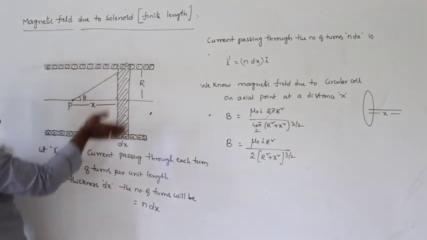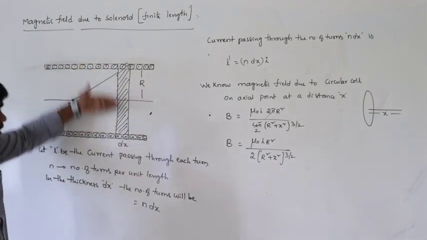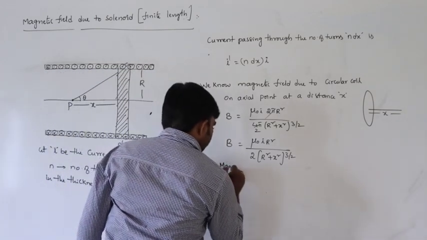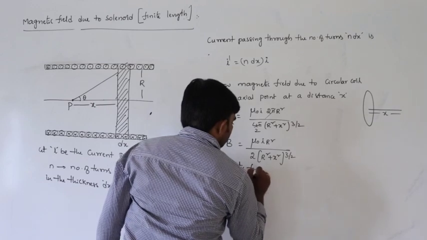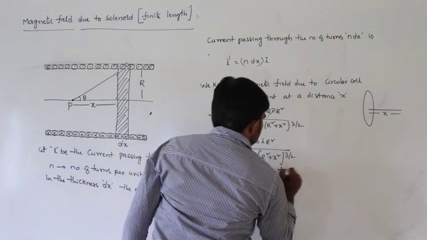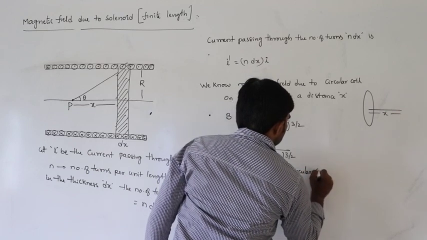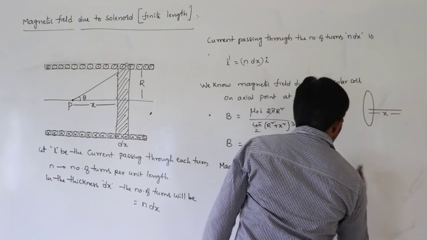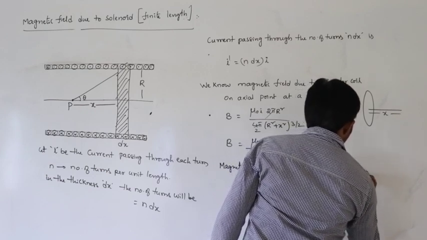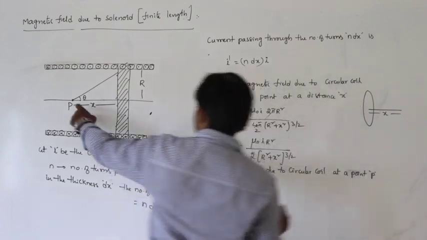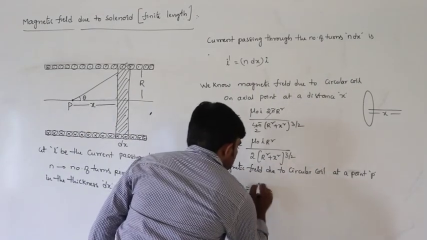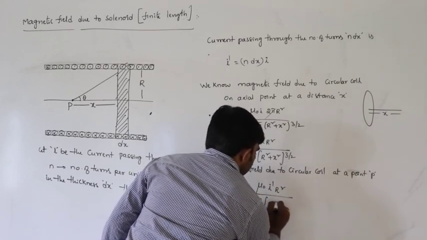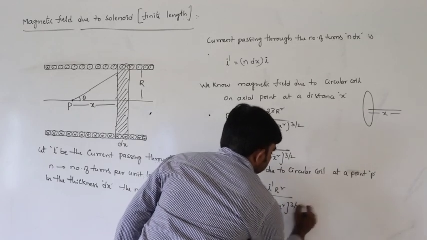These turns also act as circular coils. Then the magnetic field due to a circular coil at a distance, at a point P in the diagram, is dB equals mu naught I dash r square divided by 2 into (r square plus x square) whole power 3 by 2.